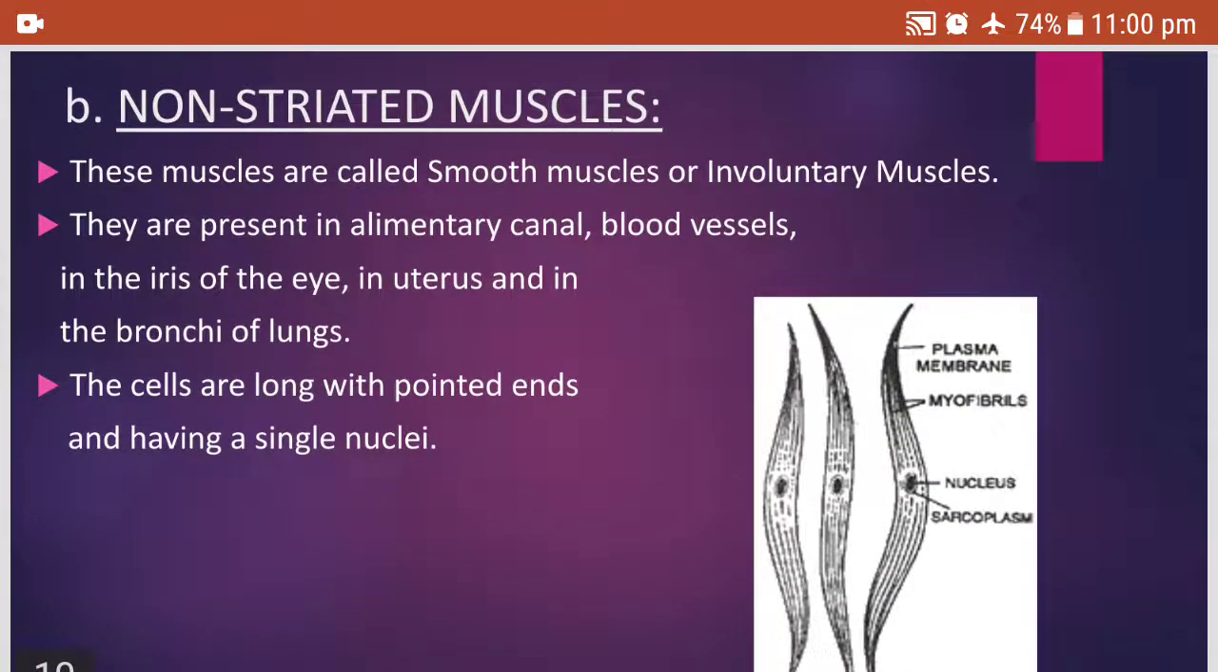Non-striated muscles are called smooth muscles or involuntary muscles. They are present in the alimentary canal, blood vessels, in the iris of the eye, in the uterus, and in the bronchi of lungs. The cells are long with pointed ends and have a single nucleus.